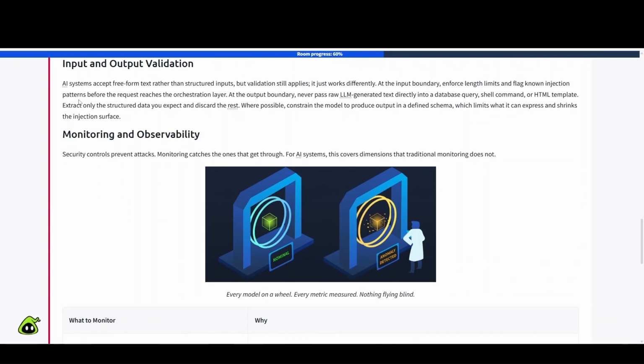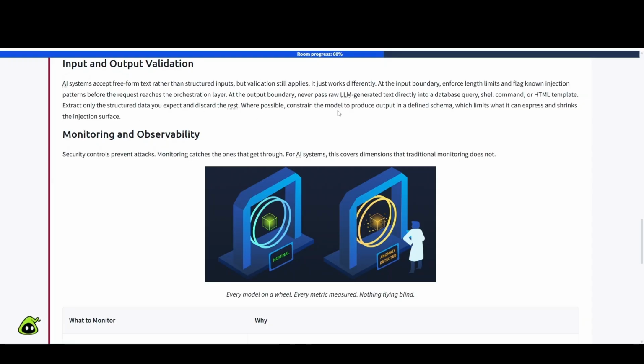Input and output validation. AI systems accept free-form text rather than structured inputs, but validation still applies. It just works differently. At the input boundary, enforce length limits and flag known injection patterns before the request reaches the orchestration layer. At the output boundary, never pass raw LLM generated text directly into a database query, shell command, or HTML template. Extract only the structured data you expect and discard the rest.